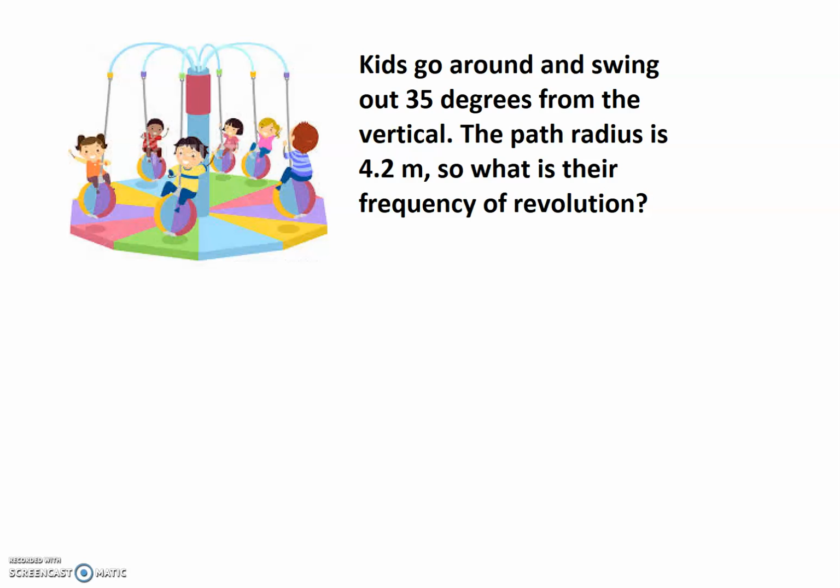Here we have some children going around a playground or carnival ride where they're sitting on balls and sort of going around. They're going to swing out a little bit, using some circular motion to figure out what is their frequency of revolution. So we've got the kids going around and swinging at 35 degrees from the vertical, the path radius is 4.2.